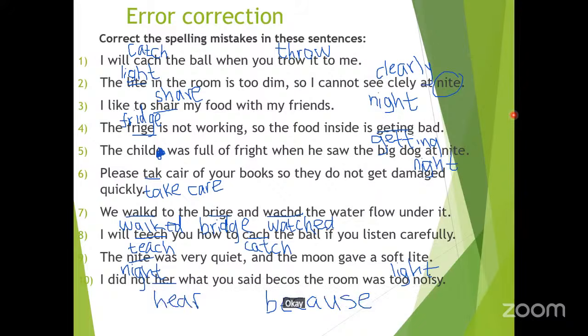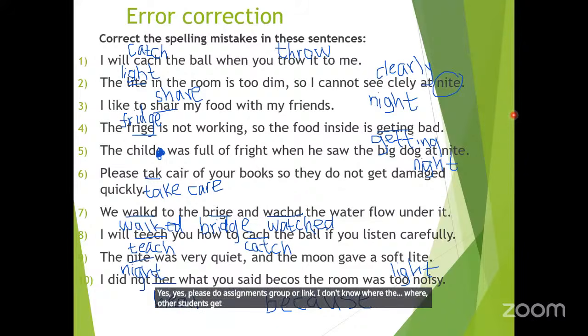Okay, you have another complaint or question? Yes, please, the assignment group or link. I don't know where other students get the assignment and write. I don't do the assignment because I don't have the link. If I look for it, I will not see it.